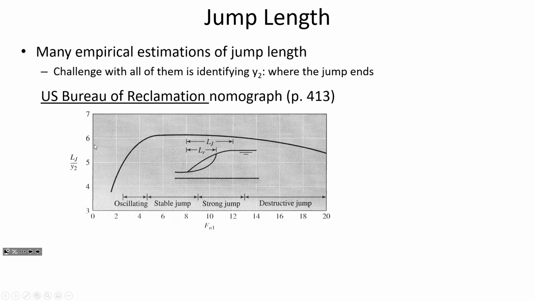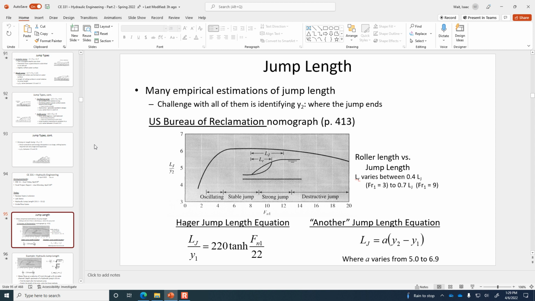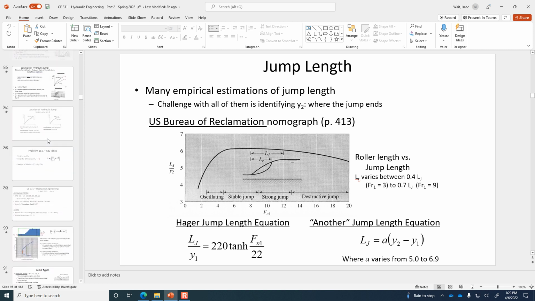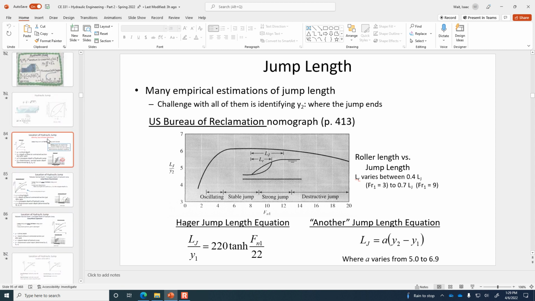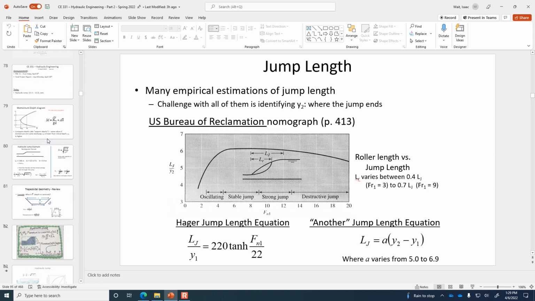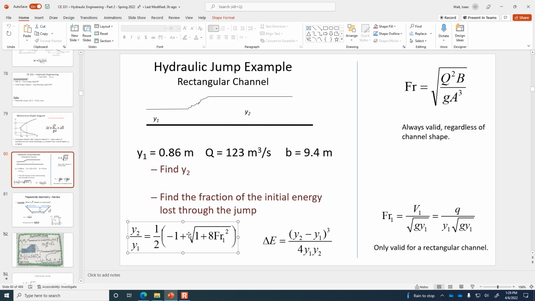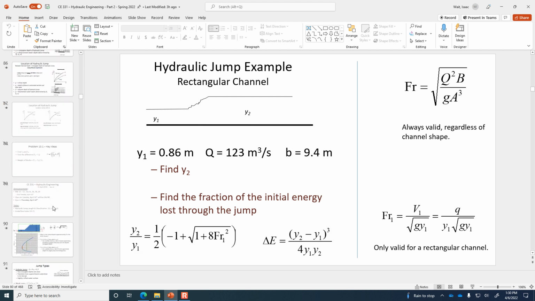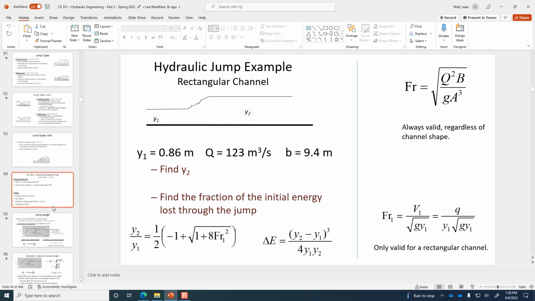So then if you knew the downstream depth y2 from using the Bellinger momentum equation, which is this one, if you'd calculated y2, then you can calculate the length of the jump. So the jump length would be whatever factor you look up off of the nomograph, which varies as a function of the Froude number, multiplied by the y2 downstream depth. And so it's just their way of allowing people to approximate how long the jump will be.